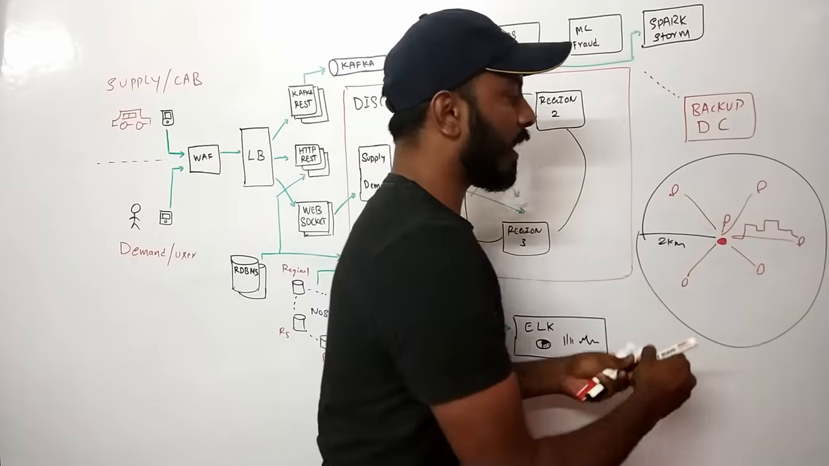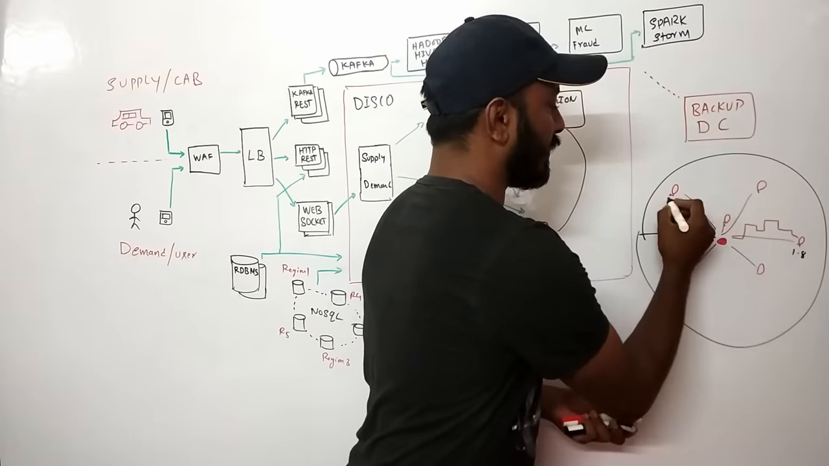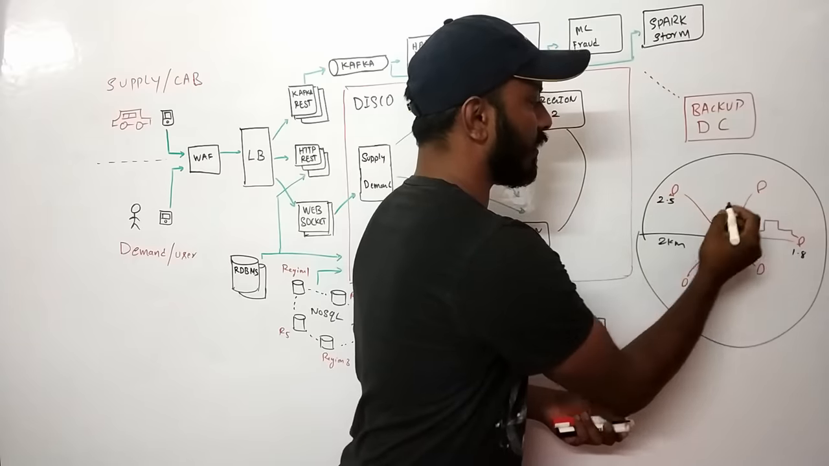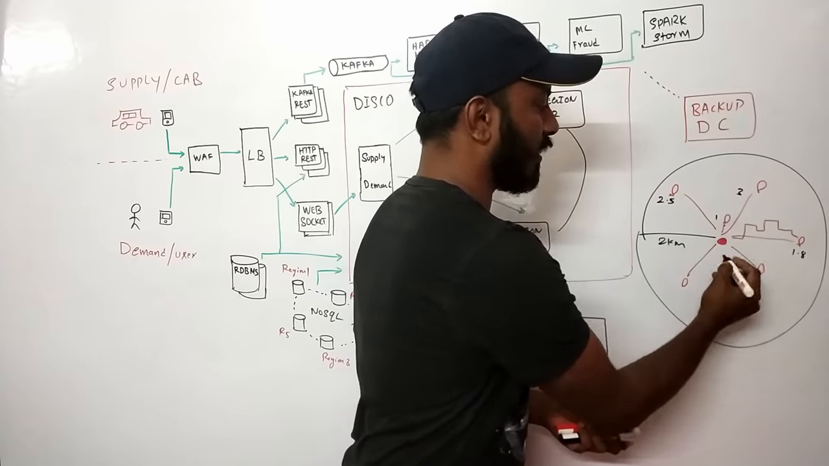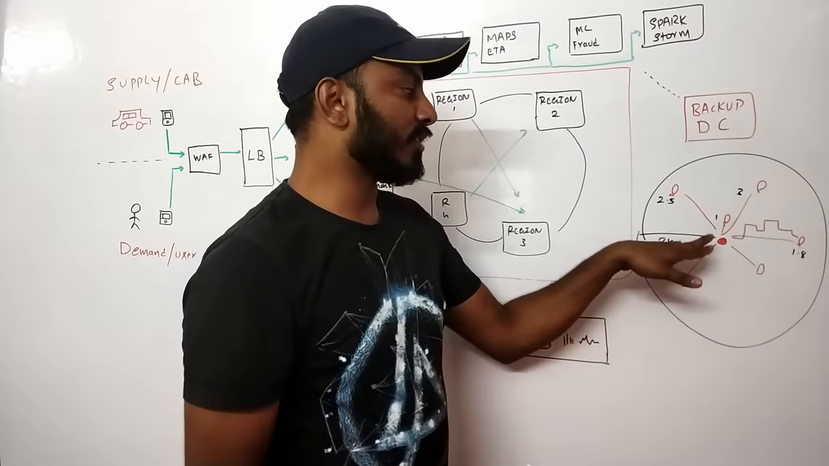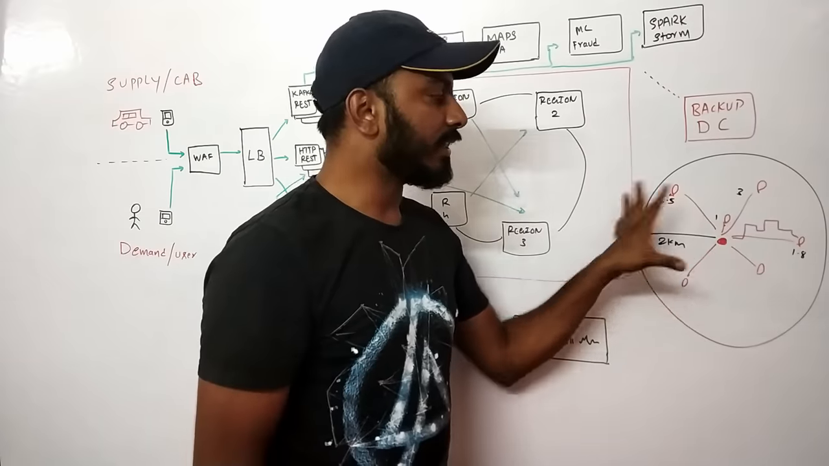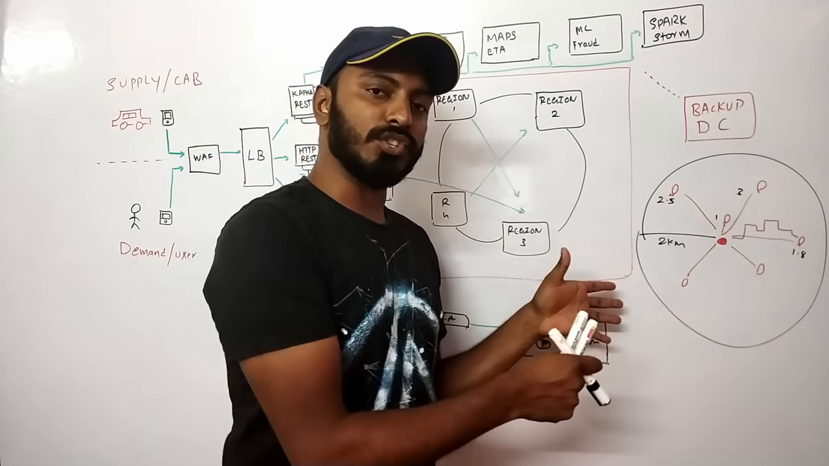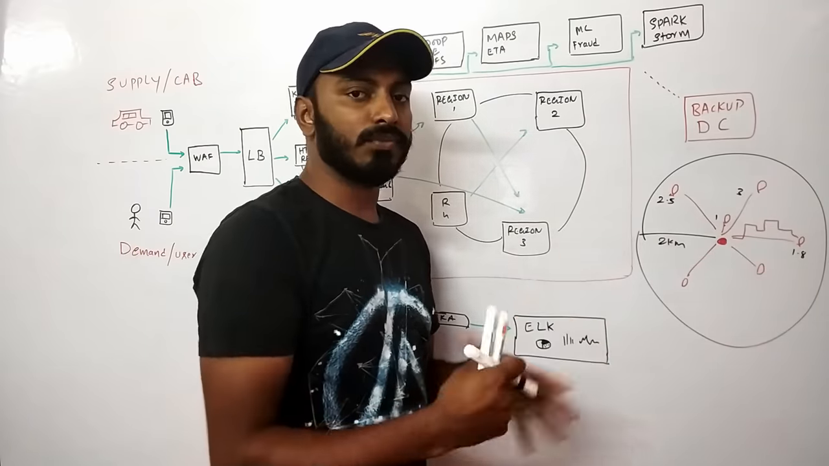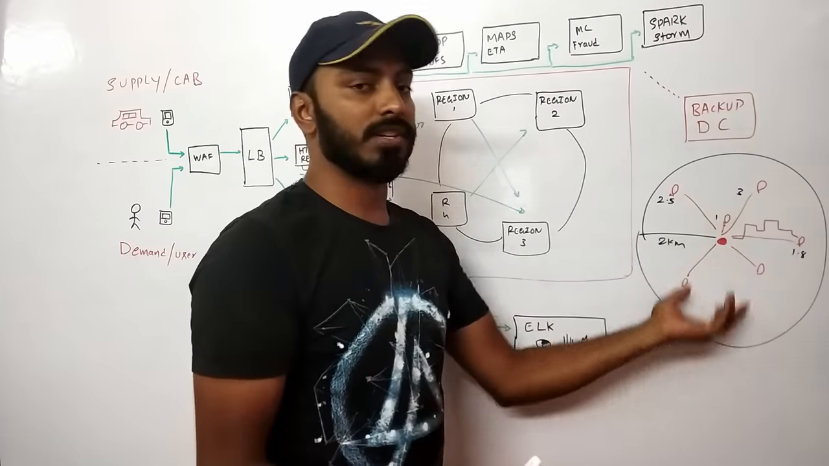When we do that, maybe we might get 1.8 kilometers, and this could be 2.5 kilometers, or 3, or 1, or something like that. So now we know which cabs are suitable for this particular rider. In the same order, we can send the notification to the driver, and if the driver accepts, we can match the rider to the driver.